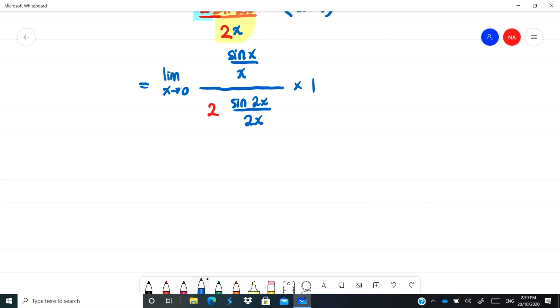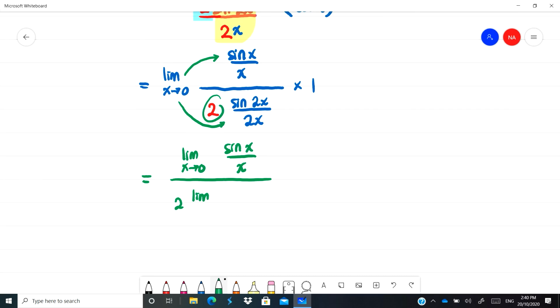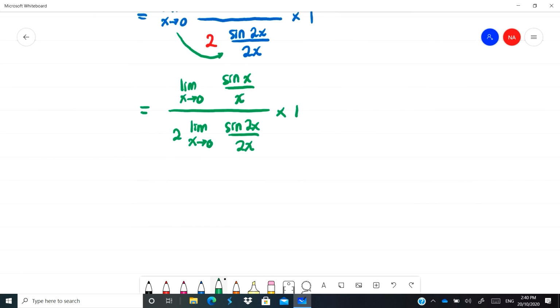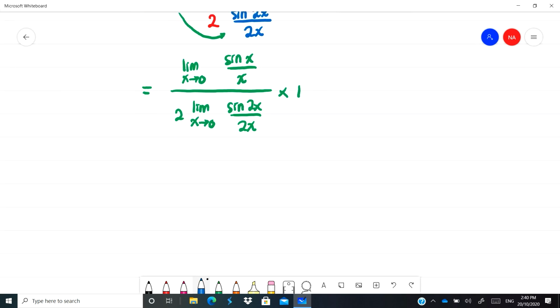So I'm gonna distribute this limit as x approaching 0 to the numerator and also denominator, so we will have limit as x approaching 0 of sine of x over x divided by 2 limit. Meaning that we'll take out 2 outside of the limit because it is constant, so 2 limit as x approaching 0 of sine of 2x divided by 2x. That one multiplied by 1, so we'll have the numerator as 1 over 2 multiplied by 1 multiplied by 1, so this is 1. So we'll have the final answer as 1 over 2.